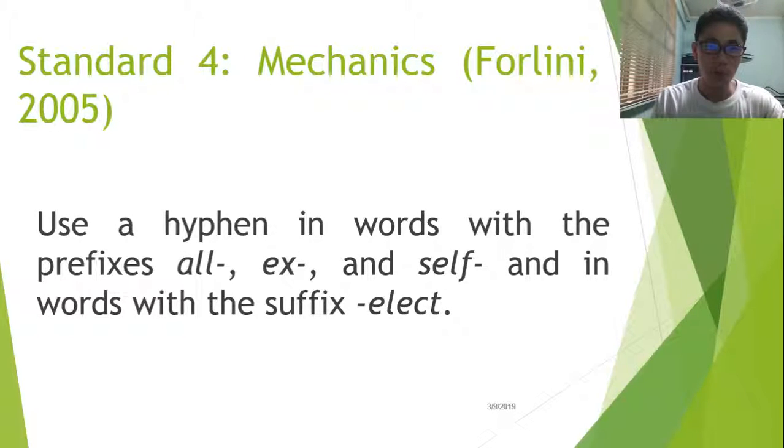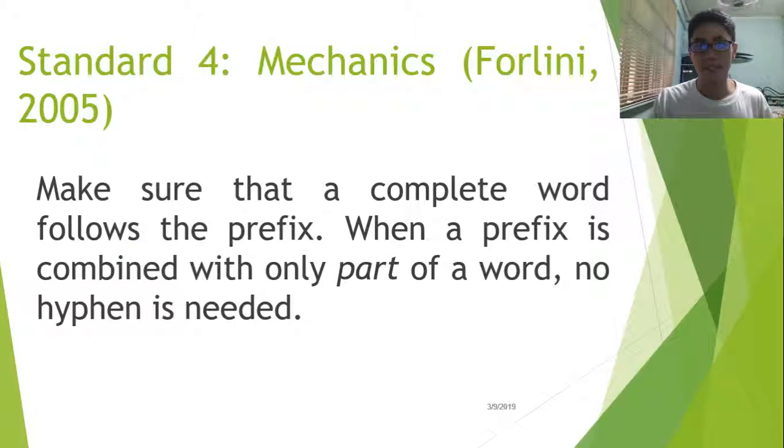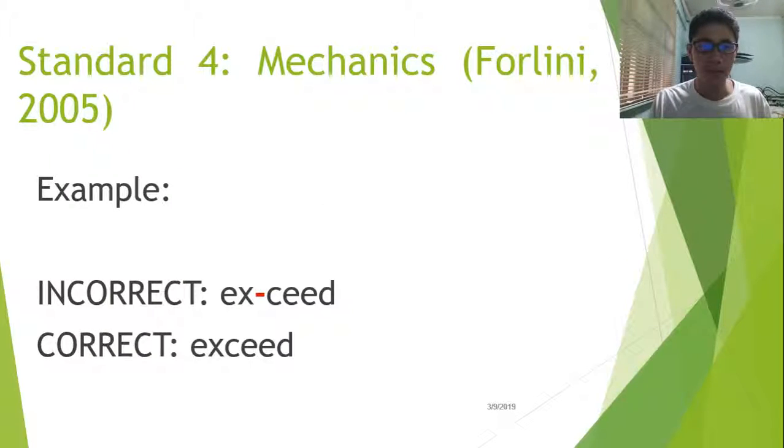Use a hyphen in words with the prefixes all, ex, and self, and in words with the suffix elect. So all-around, ex-advisor, self-satisfied, treasurer-elect. Make sure that a complete word follows the prefix. When a prefix is combined with only part of a word, no hyphen is needed. Now, how is this, sir? Exceed, the first one, is improper. Why? Because it's really written as one word without the hyphen. So why do that?